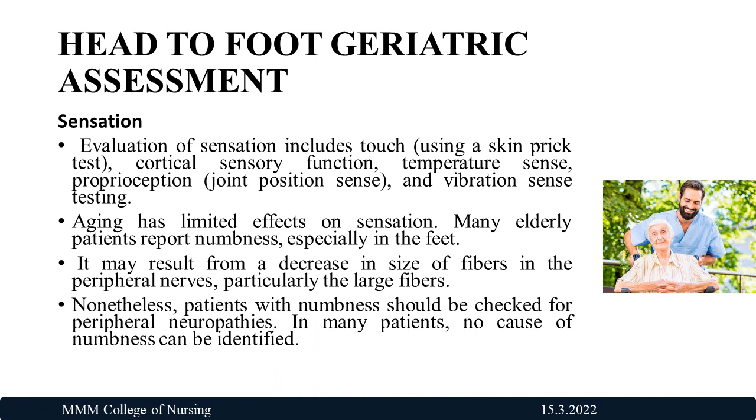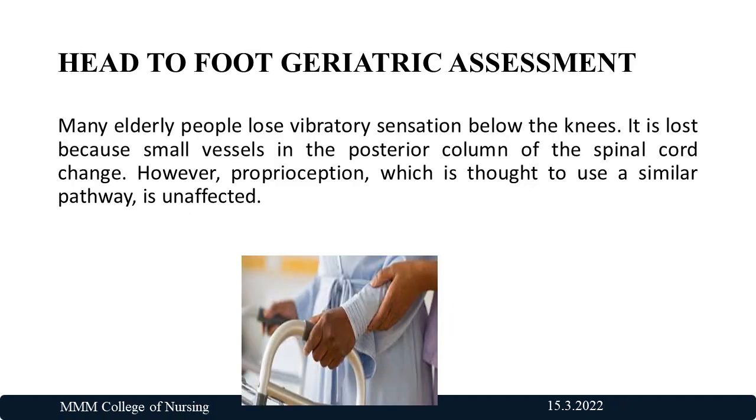Then we'll see sensation. Evaluation of sensation includes touch using a skin prick test, cortical sensory function, temperature test, proprioception, joint position sense, and vibration sense testing. Aging has limited effects on sensation. Many elderly patients report numbness, especially in the feet. It may result from a decrease in size of fibers in the peripheral nerves, particularly the large fibers. The patient with numbness should be checked for peripheral neuropathies.